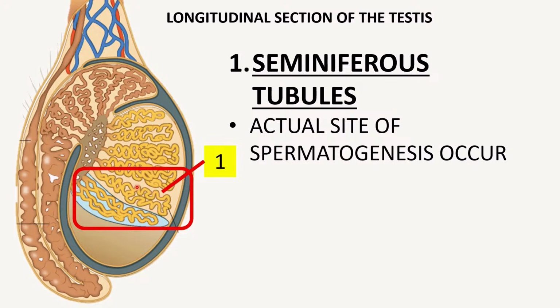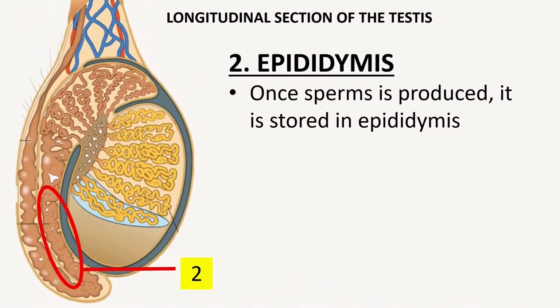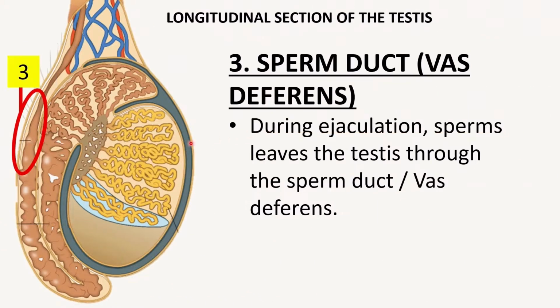After that, once the sperm is produced, it is going to be stored in the epididymis. This is where we store the sperm. And lastly, during ejaculation, sperm will leave the testis through the sperm duct. Number 3, this is the sperm duct, or we also call it the vas deferens.